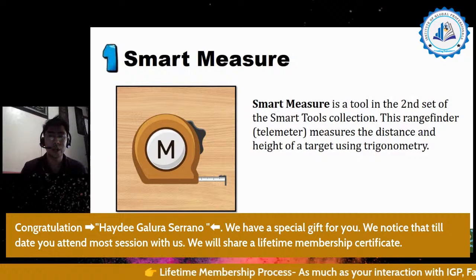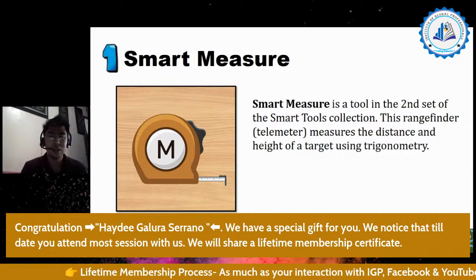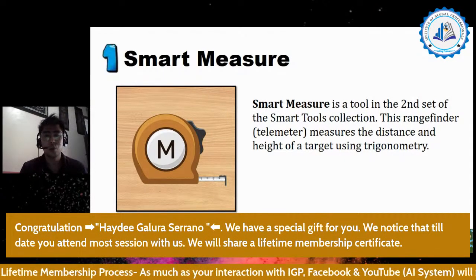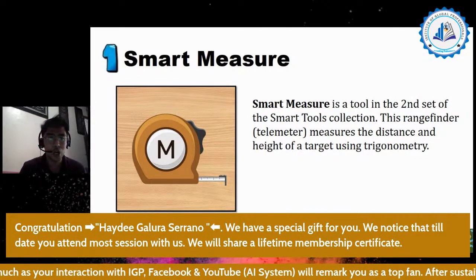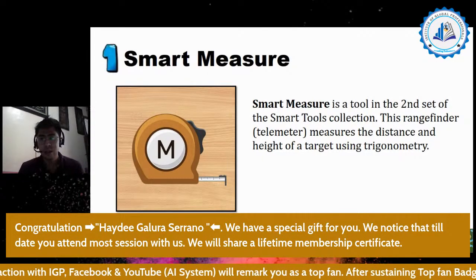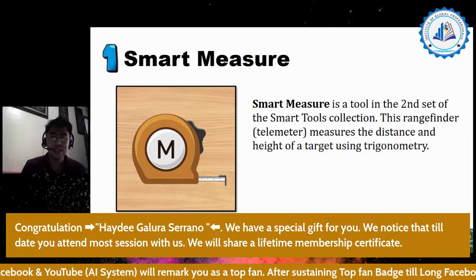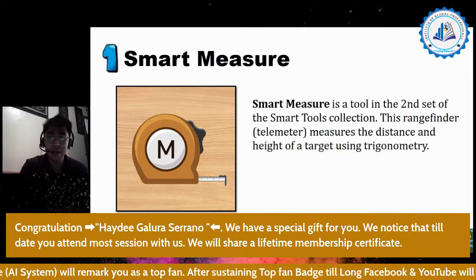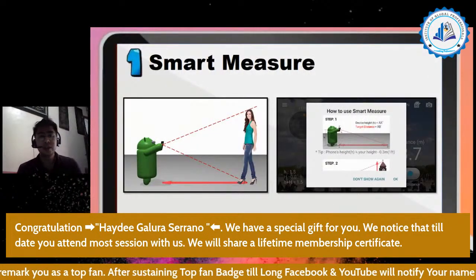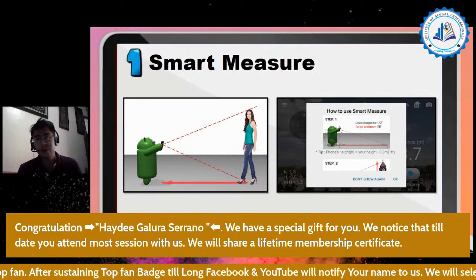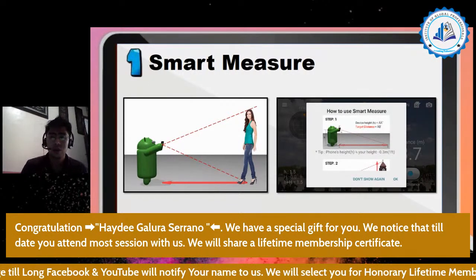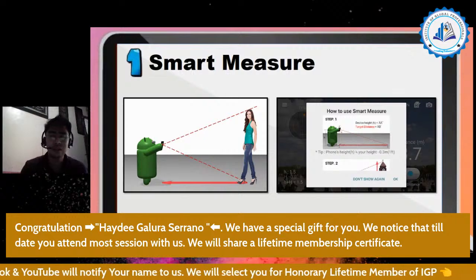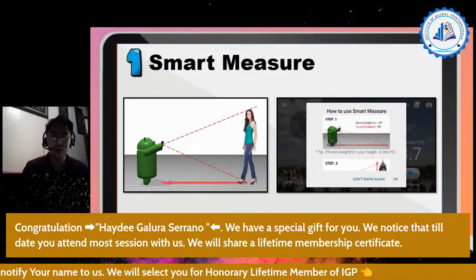So Smart Measure is an app that lets you calculate short distances with your Android. Just point your camera in the direction of a nearby object and the application calculates the distance between the camera and the object. So as you can see on the screen right now, this is the interface of the Smart Measure. So you need only to stand up and press the shutter.